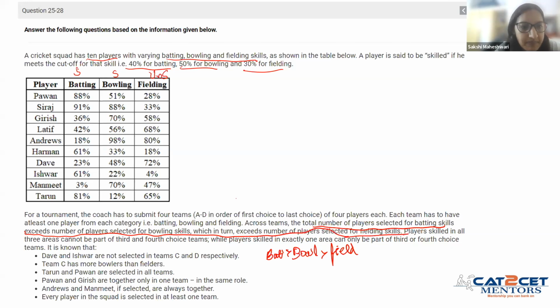Now, players skilled in all 3 areas cannot be part of third and fourth choice teams. So this is in order of first choice to last choice, like A is first choice, then B, then C, and then D. So the players who are skilled in all of the 3 cannot be part of third and fourth choice teams, while players in exactly one area can only be part of third and fourth choice teams. And then there are some conditions given, so we need to figure out who will be well suited for which team.